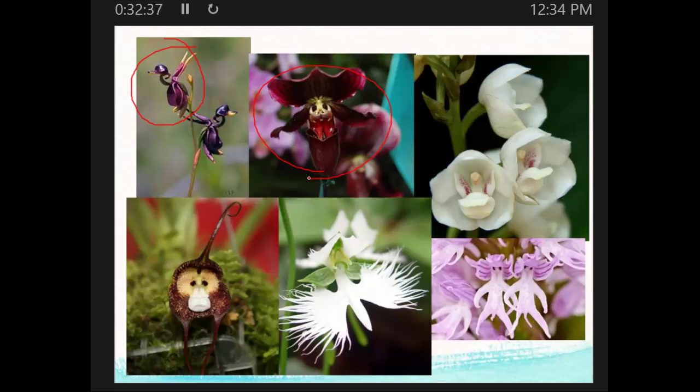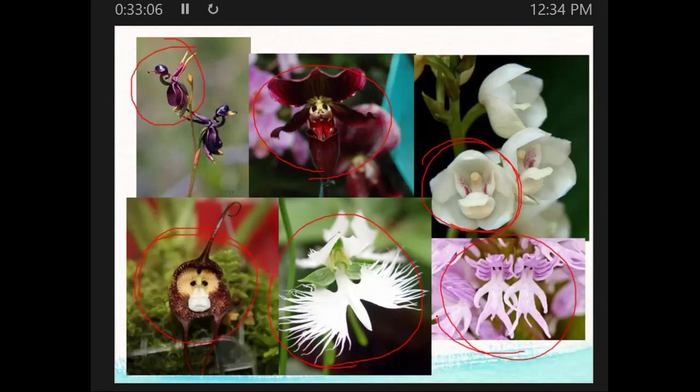And then that looks like a dove tucked away in its nest, perhaps. That's a dove orchid. Monkey orchid in the lower left. Isn't that amazing? Egret. That looks like a flying egret bird. This one, they call it the naked man orchid.